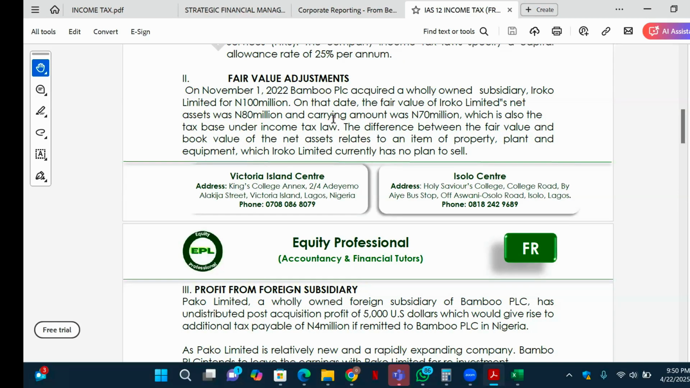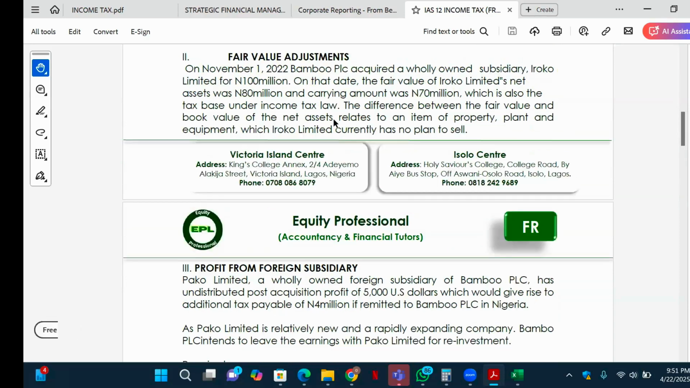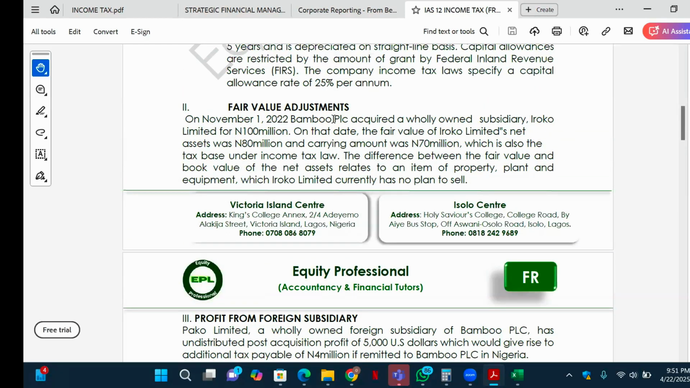Let me read it again. On that date, the fair value of Iroko Limited's net assets was 80 million naira and the carrying amount was 70 million naira, which is also the tax base under income tax law. The difference between the fair value and book value of the net assets relates to an item of property, plant and equipment which Iroko Limited currently has no plan to sell.